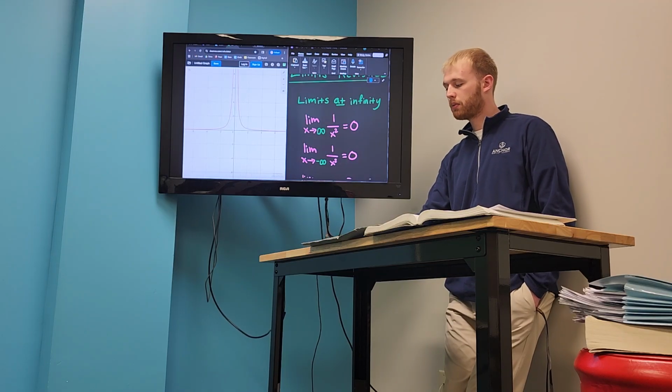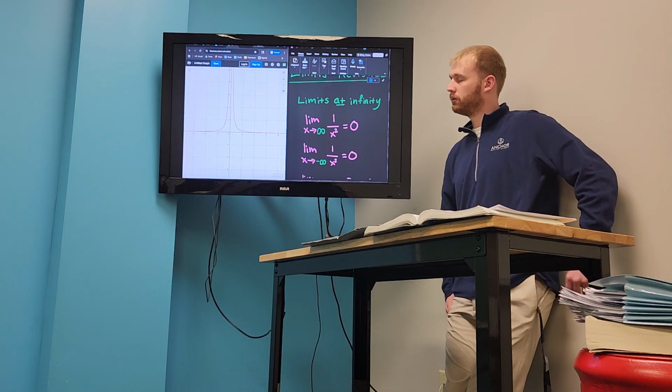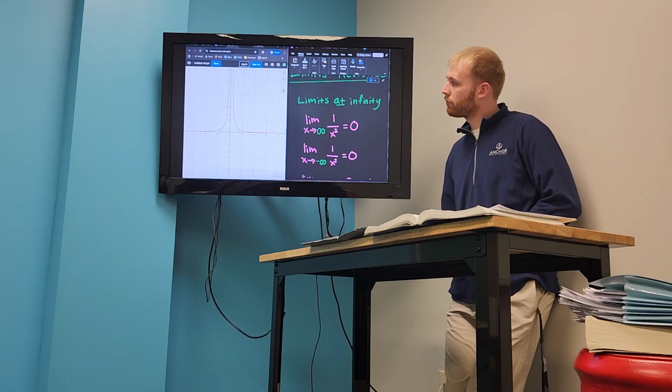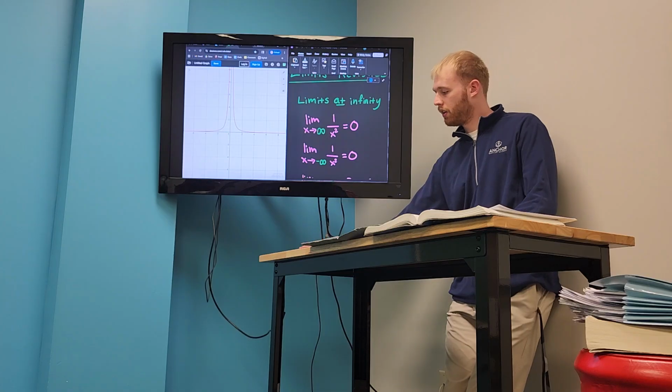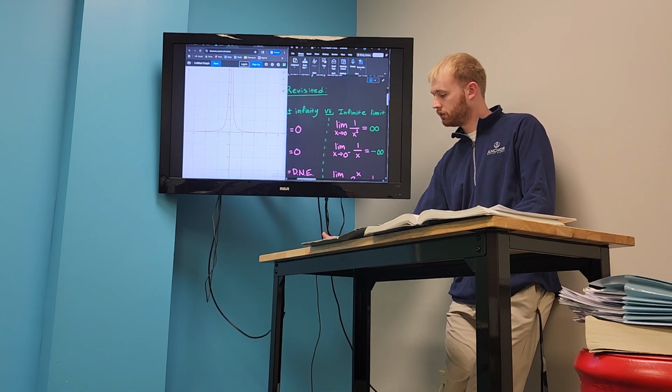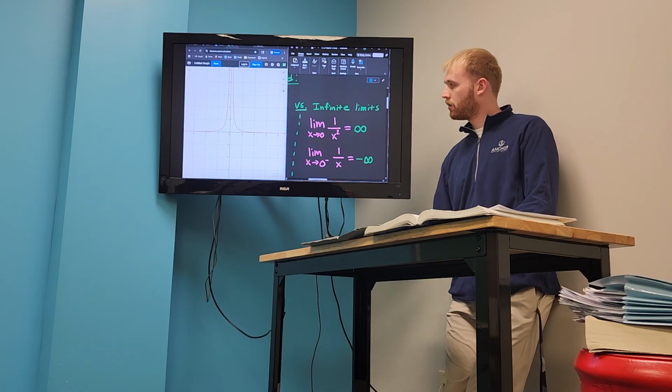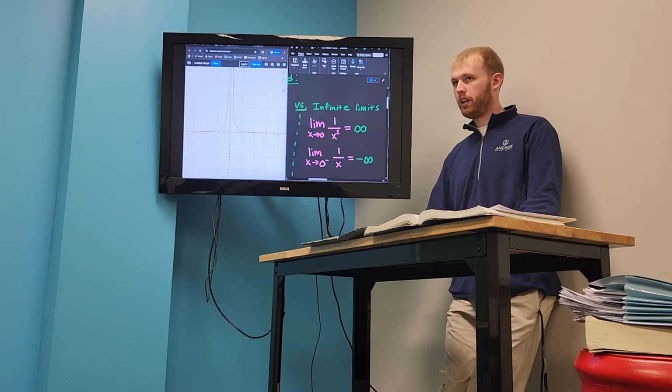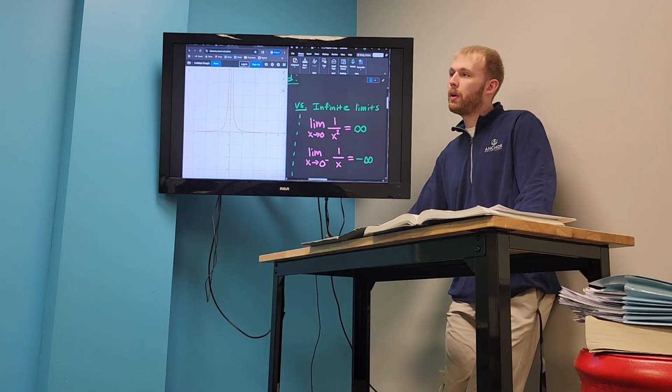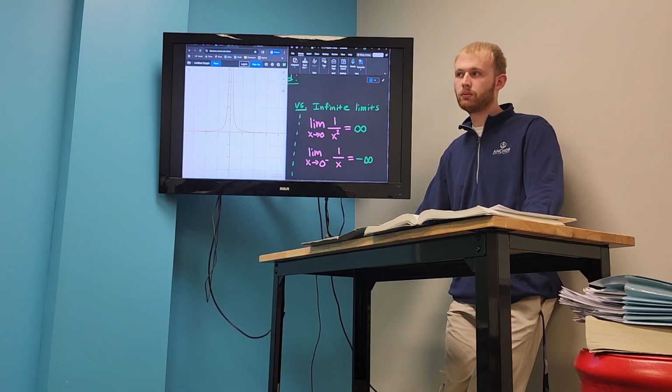Okay, then you added something else. You said something about an asymptote in the middle. Where's that at? 0. Well, you can't have 0 in the denominator. So if I can't put 0 in the denominator, could I use limits to see what would happen if I got really close to 0?